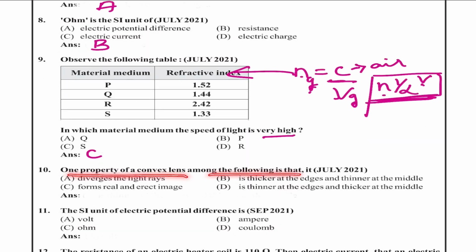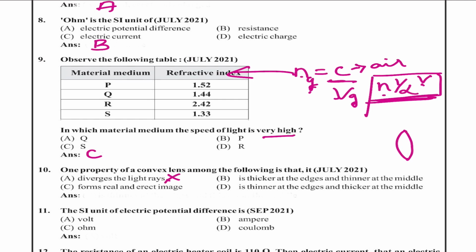One property of a convex lens among the following is that. So, we have to search for the property of the convex lens. Which is the property of the convex lens? This is just a rough diagram. This is how a convex lens looks. Will it diverge the light rays? Is it a property of the convex lens? No. Which type of lens diverges the light rays? It is the concave lens. Hence, it is not option A.